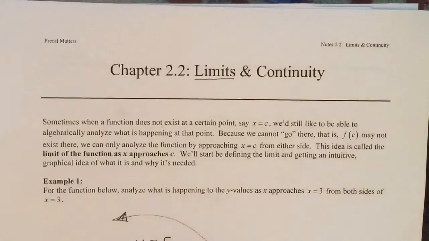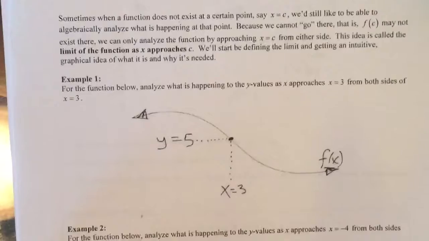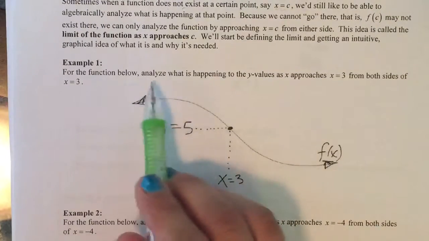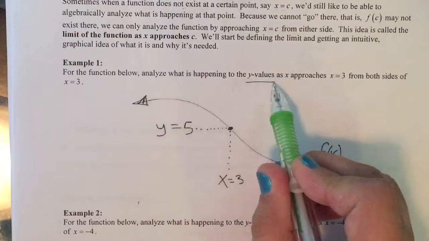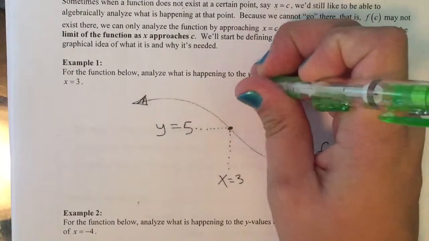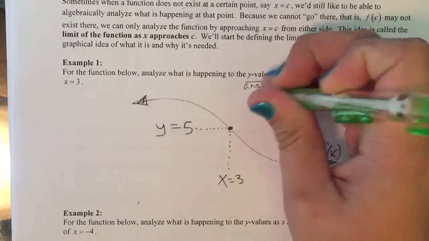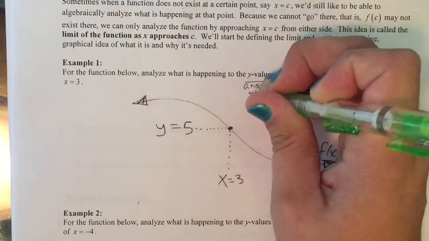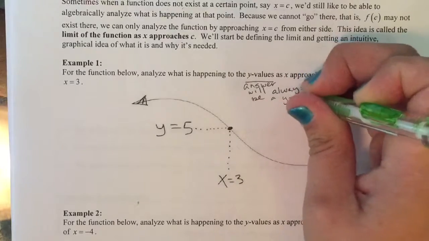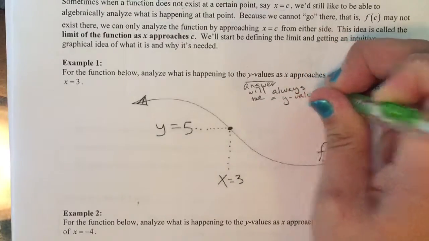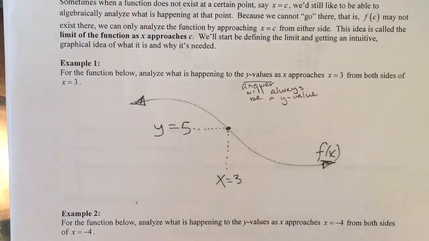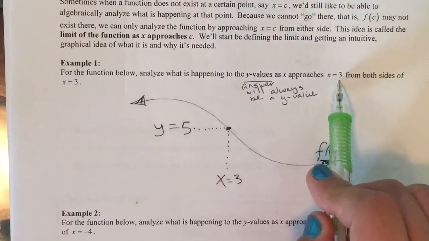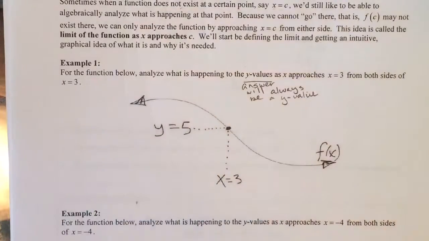So now we can look back at their examples that they're using down here and kind of talk through it a little bit easier. So they want you to analyze what's happening to the y value. Your answer will always be a y value. So your answer is always going to be in terms of y. They want you to analyze what's happening to y as x approaches 3 from both sides of x equals 3.